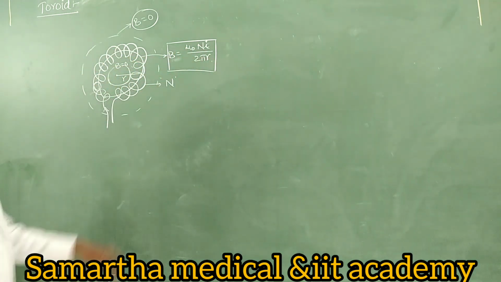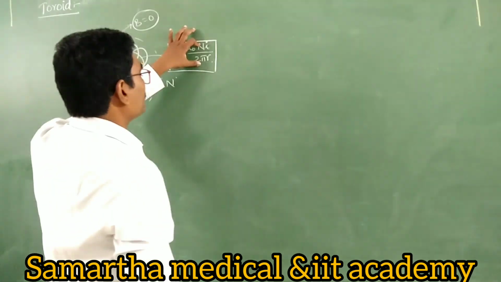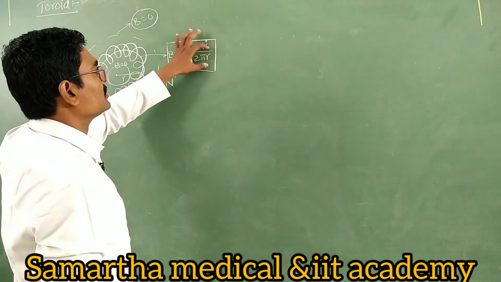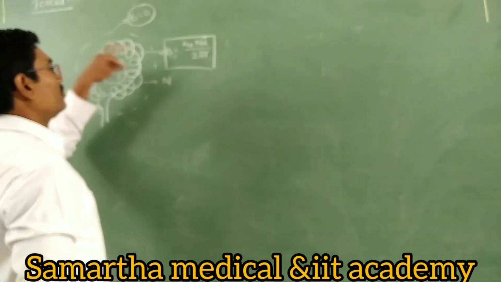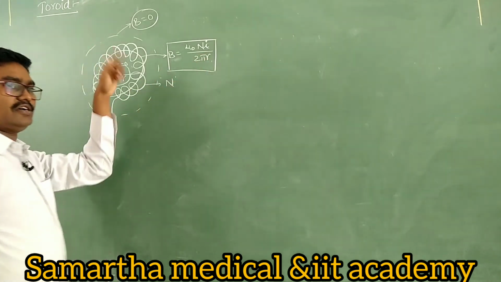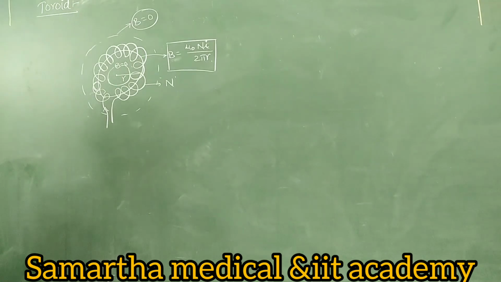That's the formula. So what is this? Capital N is the total number of turns. Length of this toroid is 2 pi r. Length of the toroid means perimeter only. Okay? Right. So this is about the toroid. Now, for this, we will see problems.